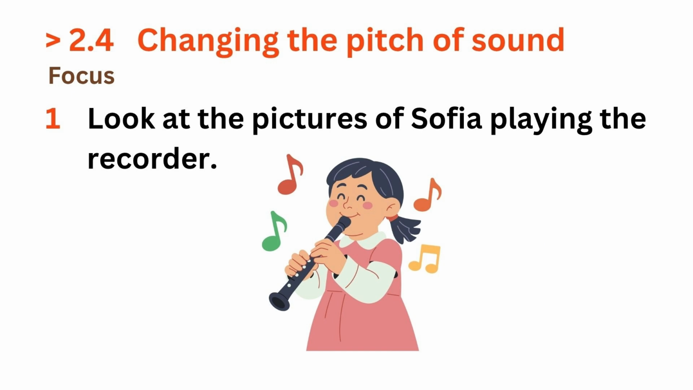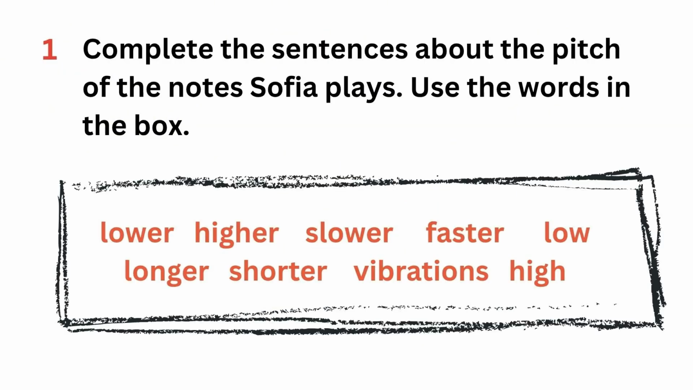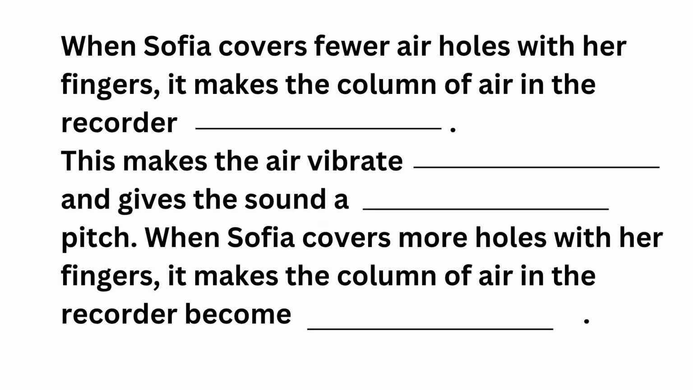2.4. Changing the pitch of sound. Focus. Question number 1. Look at the pictures of Sophia playing the recorder. Complete the sentences about the pitch of the note Sophia plays. Use the words in the box: lower, higher, slower, faster, low, longer, shorter, vibrations, high. When Sophia covers fewer air holes with her fingers, it makes the column of air in the recorder shorter. This makes the air vibrate faster and gives the sound a higher pitch.